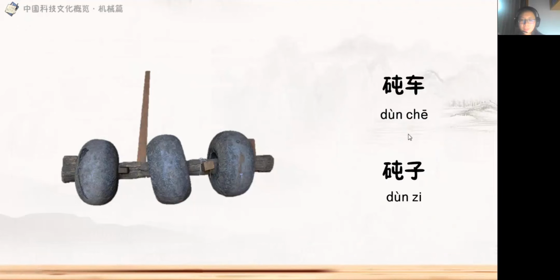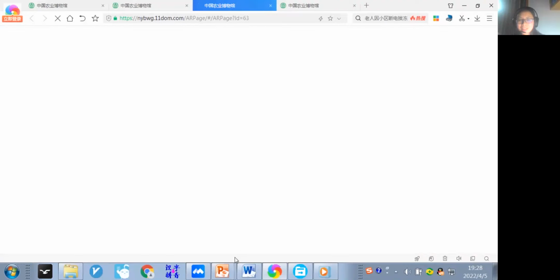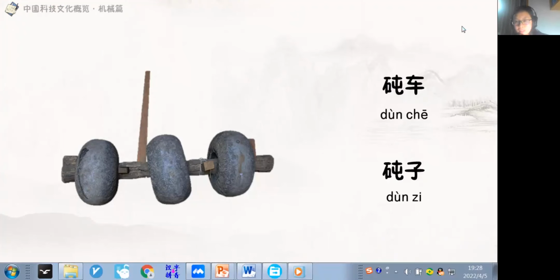Okay, this one. We call it, how to pronounce? 顿车, 顿车。Can you guess what's the function of 顿车? Now, what do we use it for?